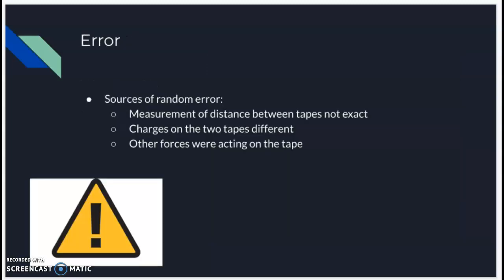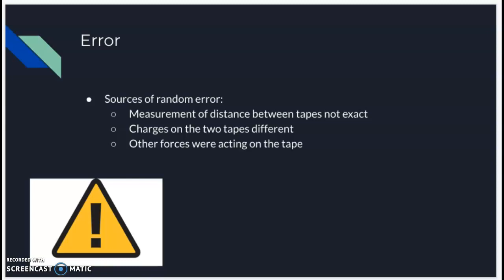So finally, a couple of sources of error. First off, the measurement of distance between the two tapes was not necessarily exact, and this definitely could have caused some error in the experiment. Now, I explained before, this error was generated because we didn't want to affect the electric fields, as affecting the electric fields would have caused even more error in our calculations.